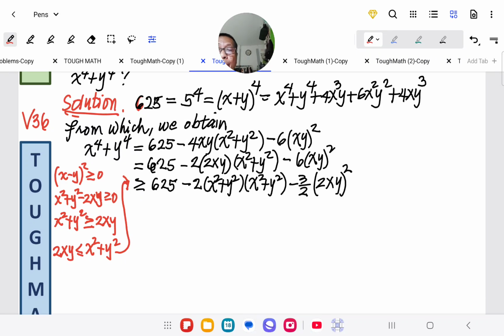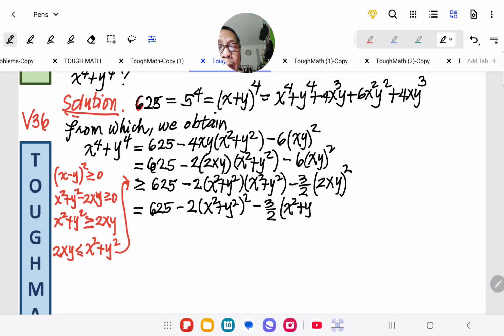And so now, this is equal to 625. So this is now 2 times (x squared plus y squared) squared minus 3 halves. Now 2xy, by the same inequality that we obtained here on the left-hand side, we replace this by (x squared plus y squared) squared.